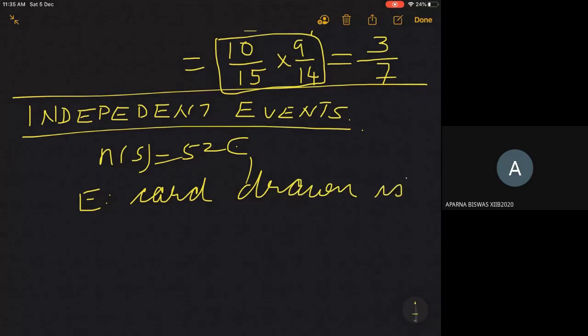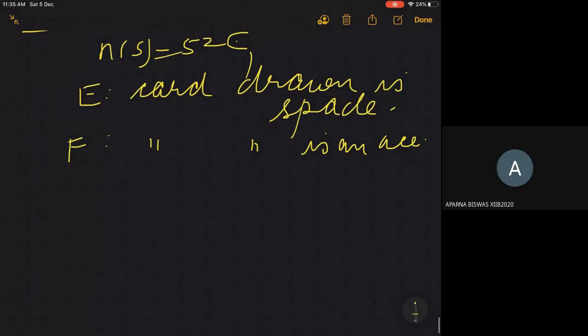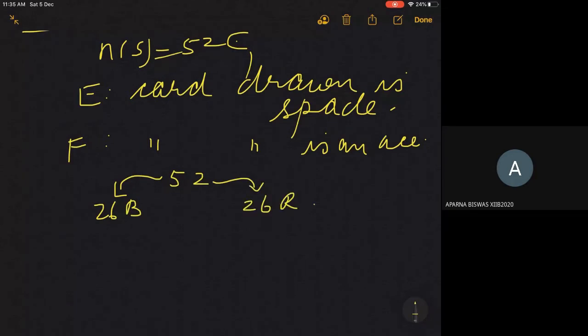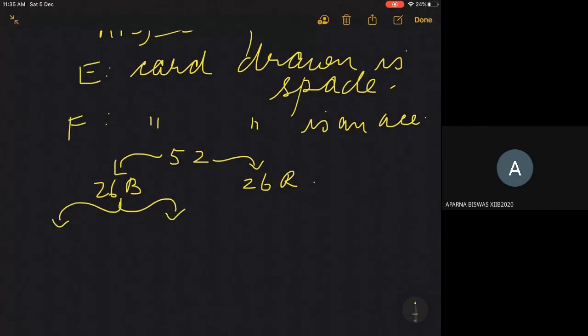The card drawn is a spade, and F is that the card drawn is an ace. You know the configuration of the 52 cards: there are 26 black cards and 26 red cards, and in the 26 black cards there are two configurations, that is, spades and clubs.